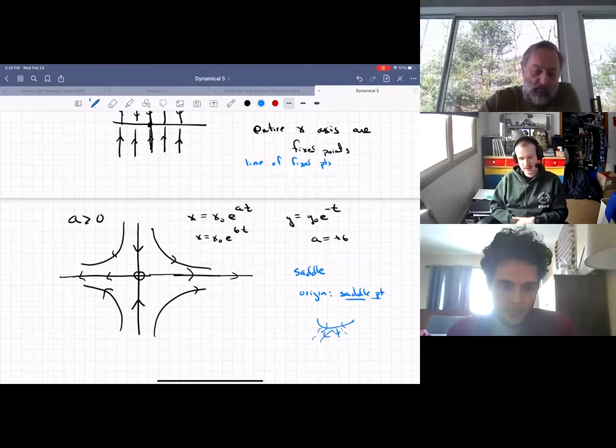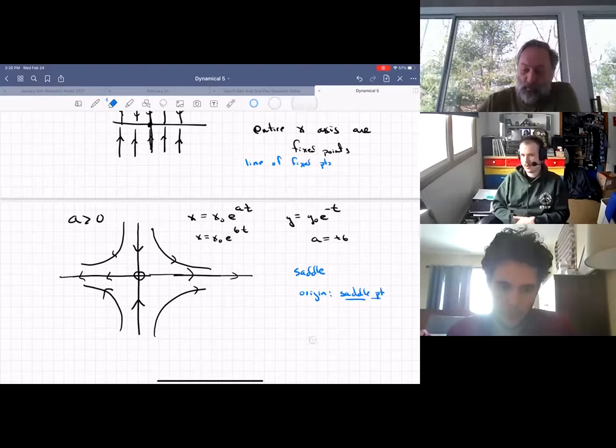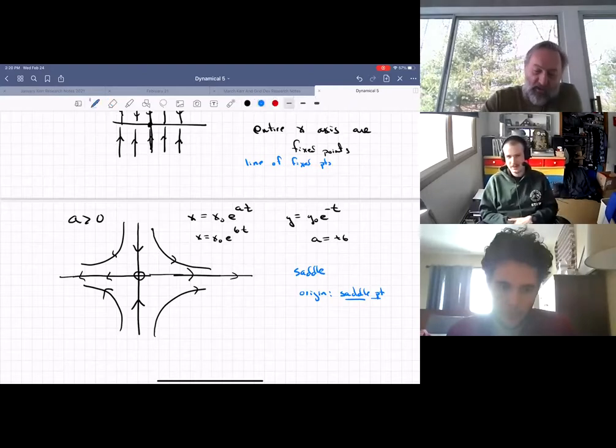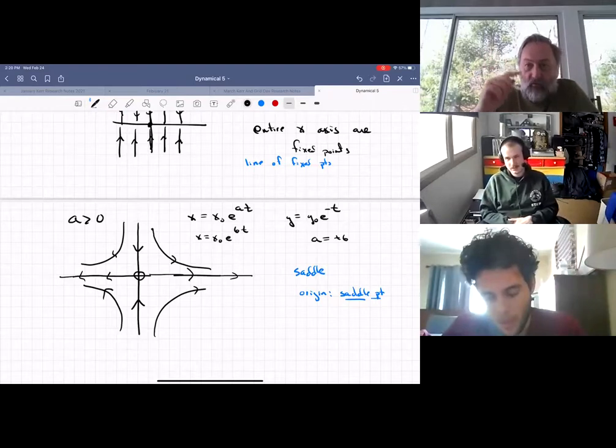So is it a quasi-stable fixed point or a semi-stable, or is it? No, we're going to call it a saddle. Okay, but you're on to something. There are directions here which are different, right?